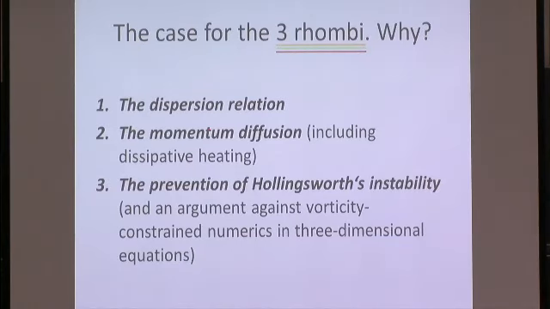First, I will tell you something about the dispersion relation, which is more or less a repetition of John Thuburn's 2008 paper. Then I will tell you about the momentum diffusion, and also that if you diffuse kinetic energy, you have to re-enter it into the internal energy to be energetically consistent. This is only possible if you use three rhomboids as the dual grid, which I will explain later on.